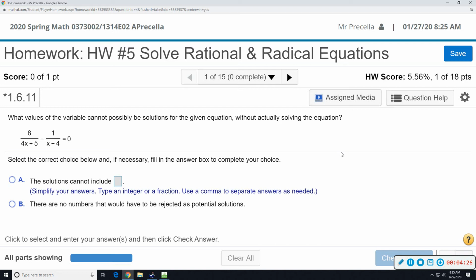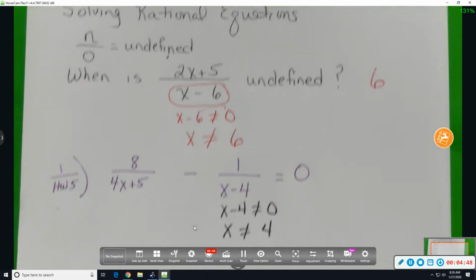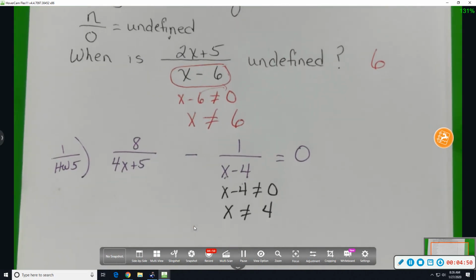This second fraction right here, the 1 over x minus 4, what value of x would make this 0 down here? 4. X minus 4, so here I'm just showing my thoughts. So x can't be, oh shoot. Yeah, you're right. Slip by. X minus 4 can't be 0, so x can't be 4.